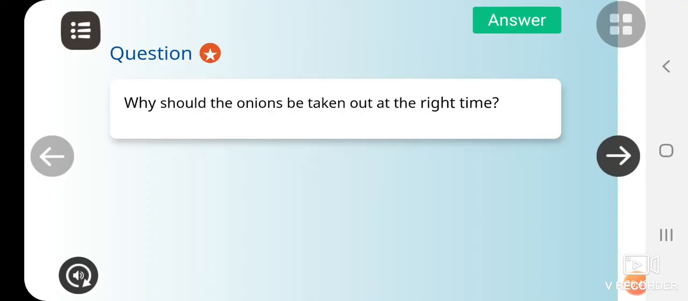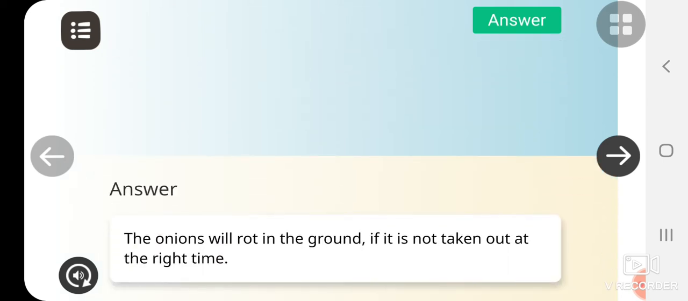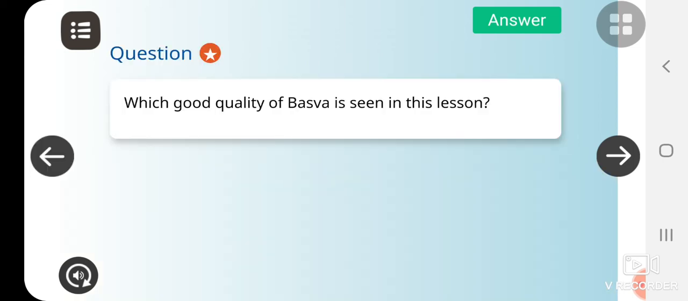The type of root seen in grass is fibrous root. Next question is, why should the onions be taken out at the right time? The onions will rot in the ground if it is not taken out at the right time.